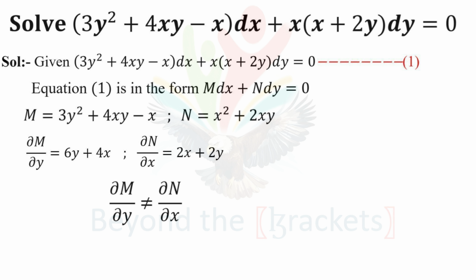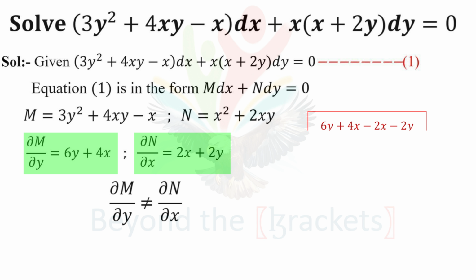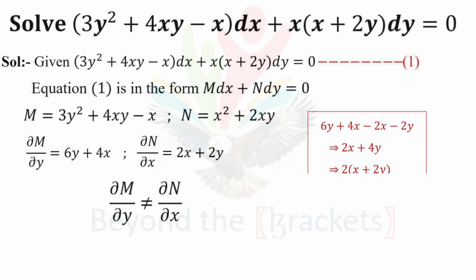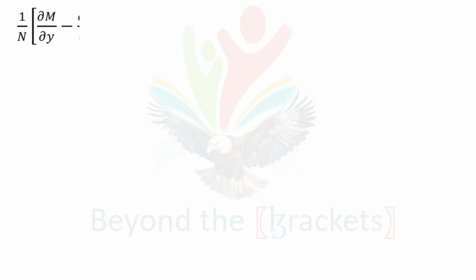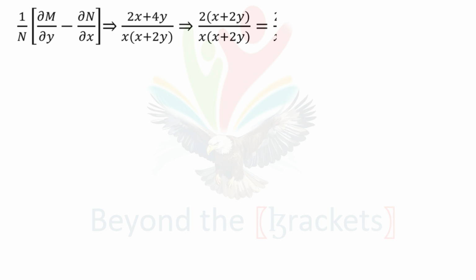To determine the type, let's do a small rough calculation. On subtracting these two terms, we get 6y plus 4x minus 2x minus 2y, which gives 2x plus 4y. Here 2 is common in both the terms, so we get 2 into x plus 2y. Dividing this term with n, x plus y will cancel out in the numerator and the denominator, and we are left with a term that is purely in terms of x. Hence the given equation is non-exact differential equation of type 3. Substituting the values, we get 2 by x as f of x.